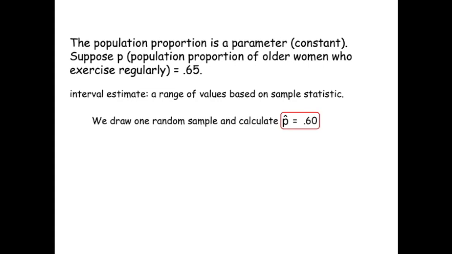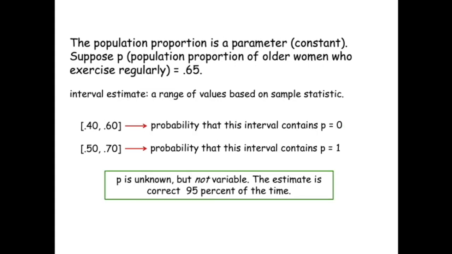What if the sample statistic were 0.6? Now the interval estimate is 0.5 to 0.7. 0.65 is in this interval, so the probability that the interval contains p is equal to 1. We don't know what p is, but it is not variable, so the parameter is either in the interval or it isn't. The confidence coefficient is the proportion of times over repeated sampling that the interval does contain the parameter.